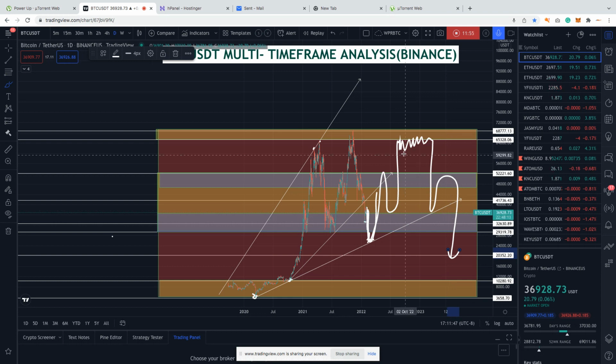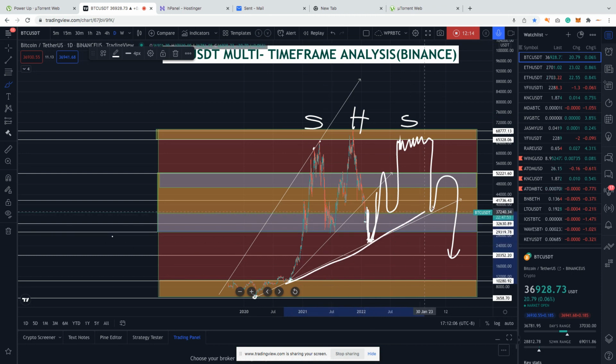Now, this pattern I see playing inside this box is actually called the inverse head and shoulder, right? Of which the inverse head and shoulder, if it plays out fine, this is going to be the neckline. This our channel is going to be the neckline because it's going to be like this.